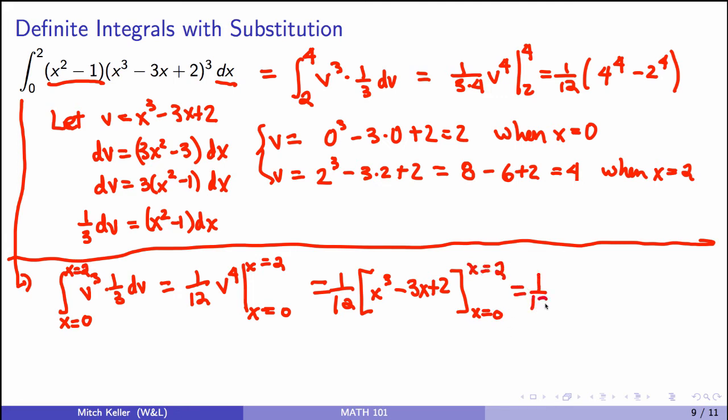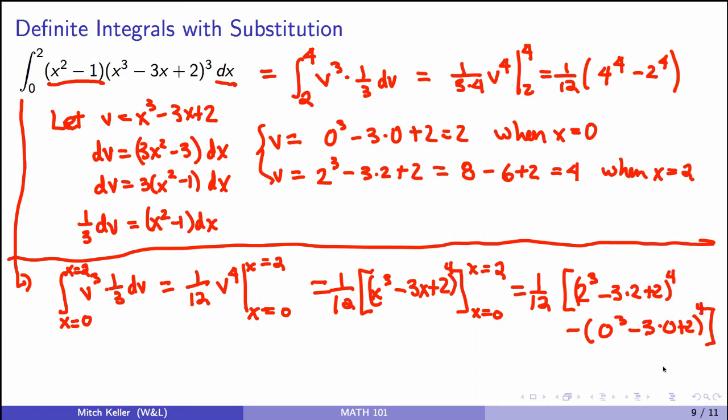And now here, it's just the exact same calculations we did before, and so we put in x equals 2, and we get 2 cubed minus 3 times 2 plus 2, minus 0 cubed minus 3 times 0 plus 2. I also lost my fourth power on those things raised to the fourth power. And it's going to simplify out just like it did before: 1/12 of 4 to the fourth minus 2 to the fourth.